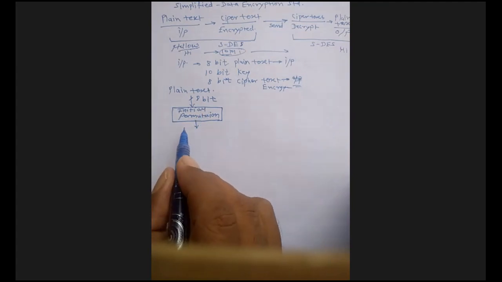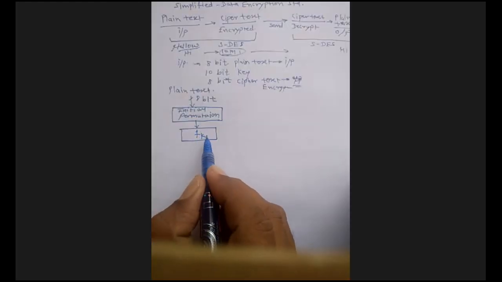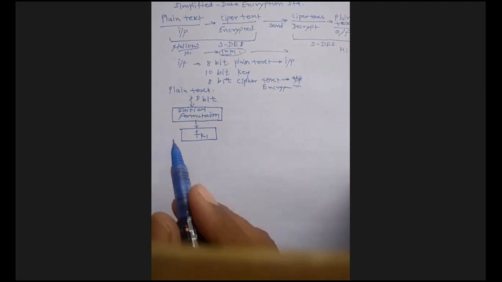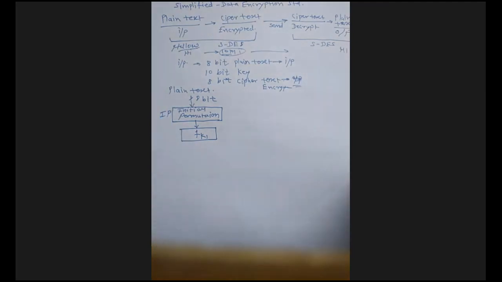Which key? FK, that is, say, the functional key. Suppose I have said this is my functional key 1. After initial permutation, in short form I have called it IP. How IP is applied on the 8-bit input, I will explain to you.